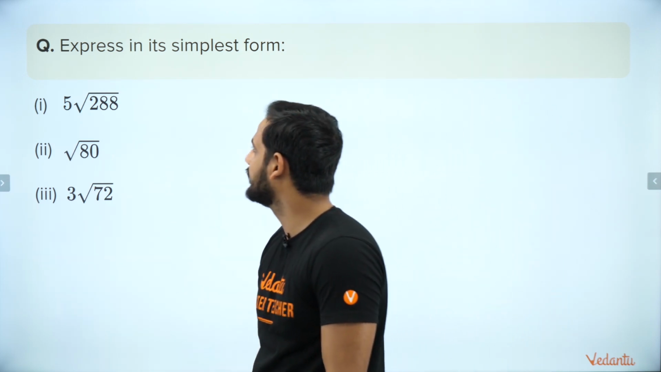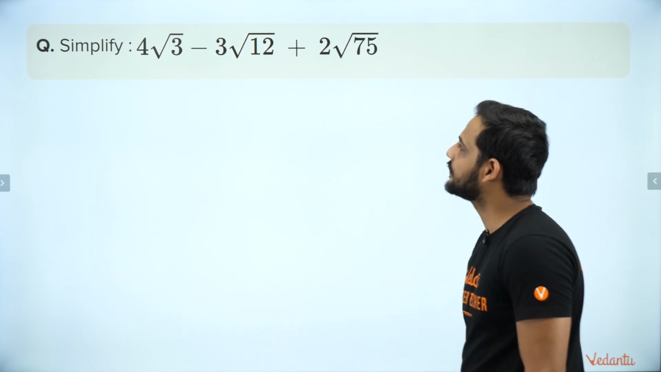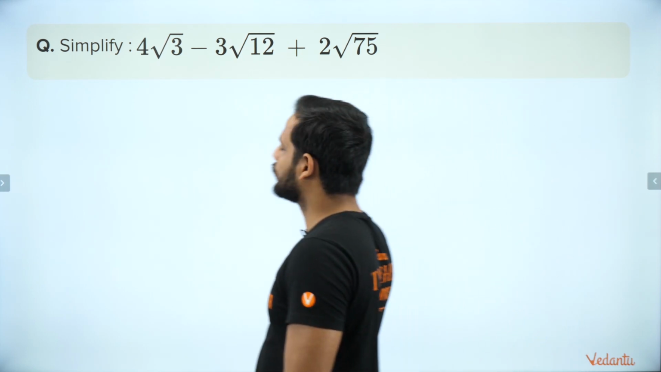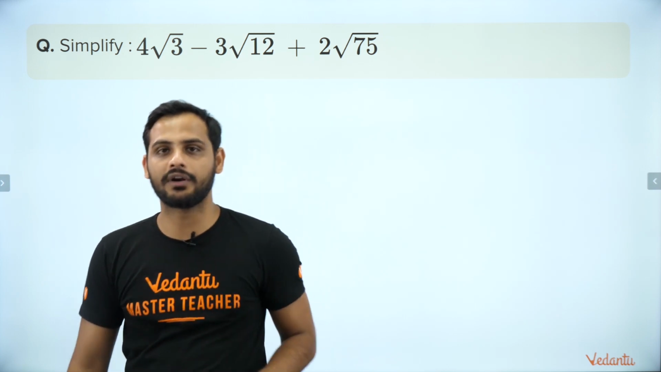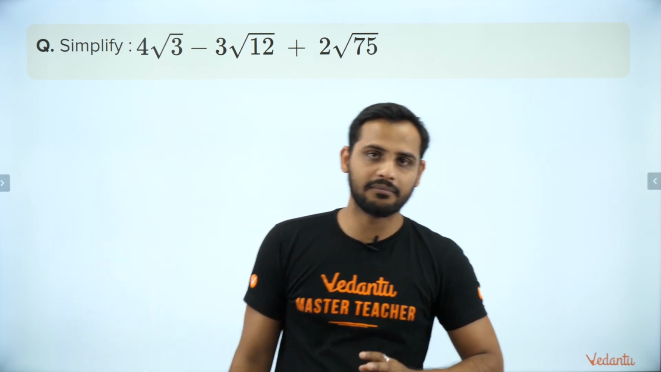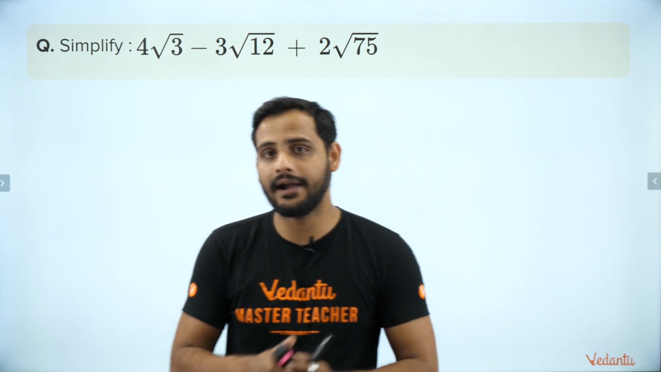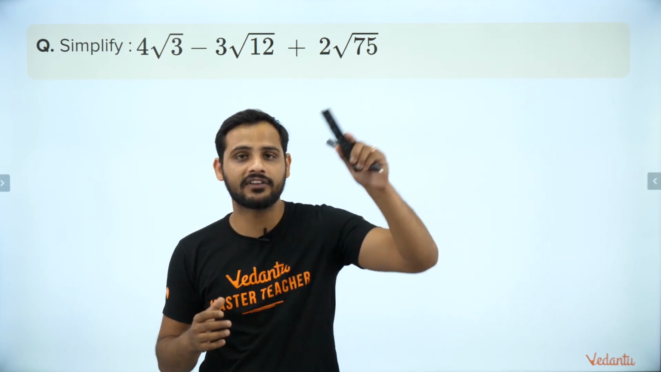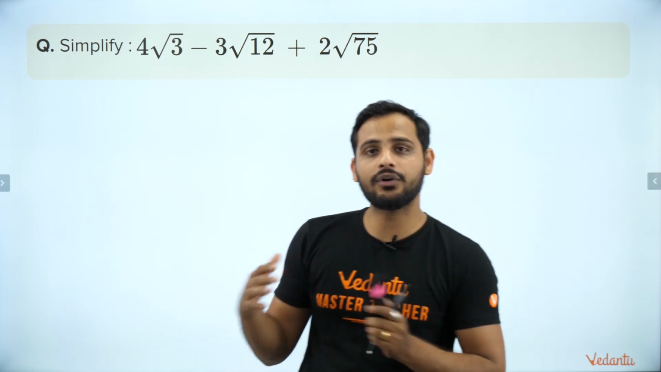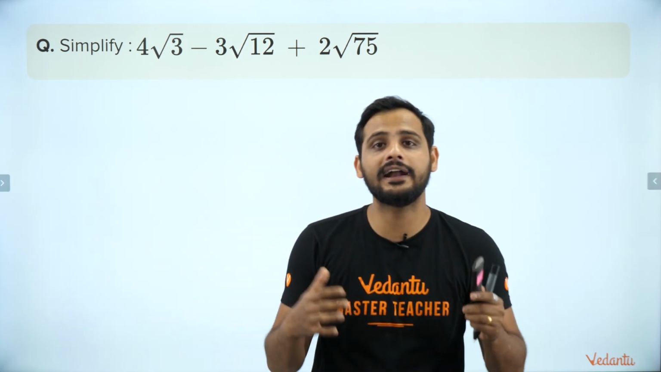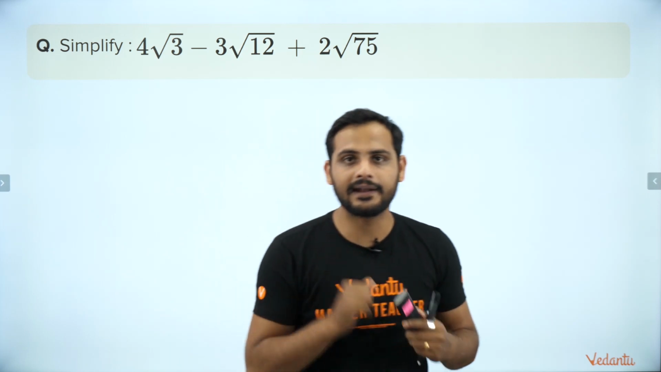The next question we have is this. Simplify 4 root 3 minus 3 root 12 plus 2 root 75. As I have told you already, that the irrational numbers addition and subtraction act like variables. We can add x and 2x, we can add 5x square and 3x square, but we cannot add different variables. We cannot add unlike terms. We can add only like terms.